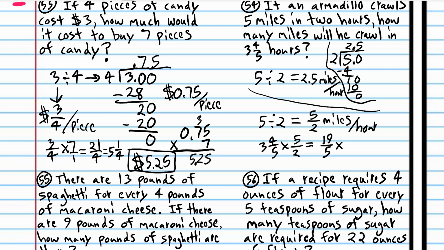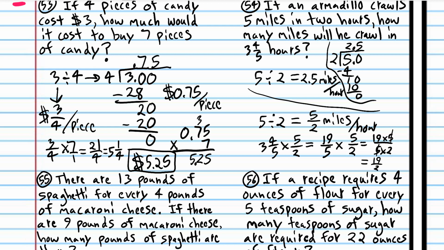So I know it's been a long time since we worked with mixed numbers. You can go back and review that stuff if you're uncomfortable with it. So we changed 3 and 4 fifths to 19 over 5. We're going to multiply that by 5 halves. So we get 19 times 5 and 5 times 2. Notice I kept them in the factored form, and I can just cancel out those 5s. So then we're left with 19 over 2.